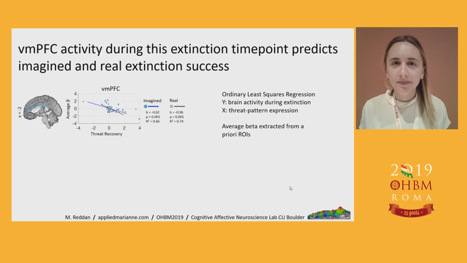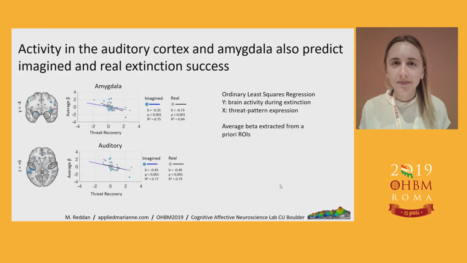And then also interestingly, activity during that period in the VMPFC predicts extinction success. Extinction success was defined here as the threat pattern expression in that late period, so related to the first figure I showed you. So if they reduce their threat expression, that's considered extinction success here. Okay. And relatedly, the amygdala and the auditory cortex were also predictive of imagined and real extinction success. And importantly, these regions are not predictive of threat expression or extinction success in the no extinction group.